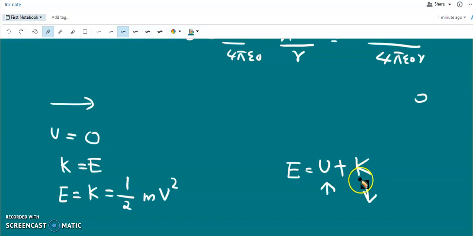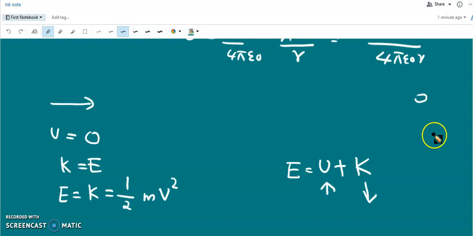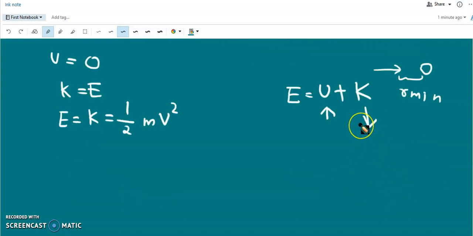So that distance is called the R minimum. That means the minimum distance between the nucleus and projectile, R minimum. And at this point, the kinetic energy decreases, and therefore the velocity of the projectile also decreases, and the corresponding velocity is also minimum at this position. So we call this V minimum.